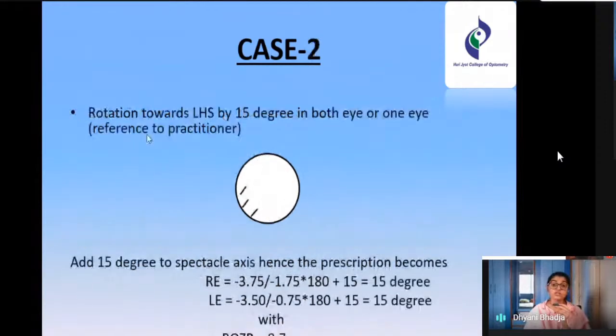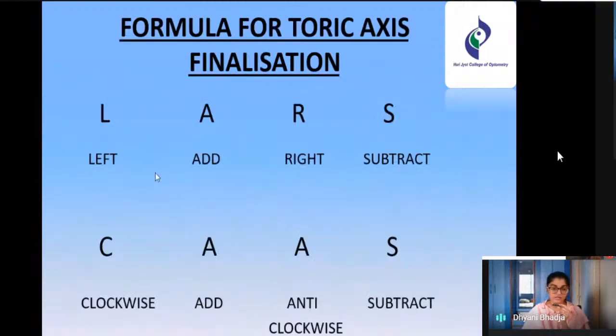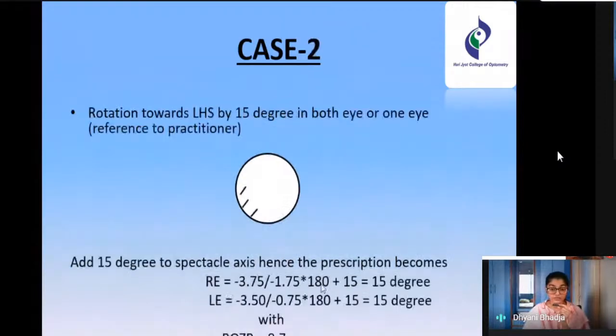Second case: if rotation is towards the left-hand side by 15 degrees in one or both eyes with reference to practice. Here we can see the marking is rotated towards the left-hand side by 15 degrees. So we have to add 15 degrees to the spectacle axis, because of the left add, right subtract rule. So here the marking is rotated toward the left side, so we have to add. Add 15 degrees. Therefore 180 plus 15 will become our new axis, that is 15 degrees. We use it at 8.7.